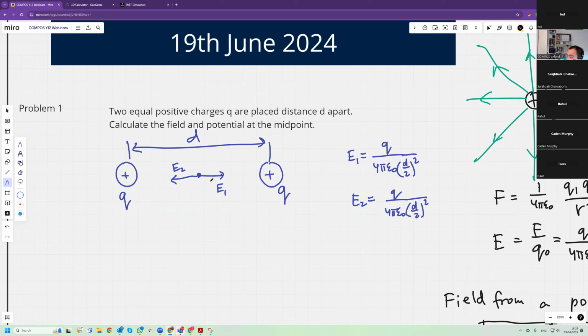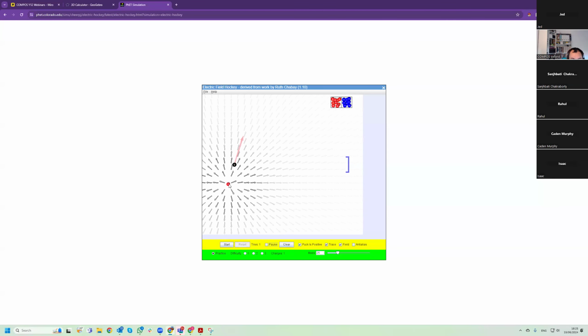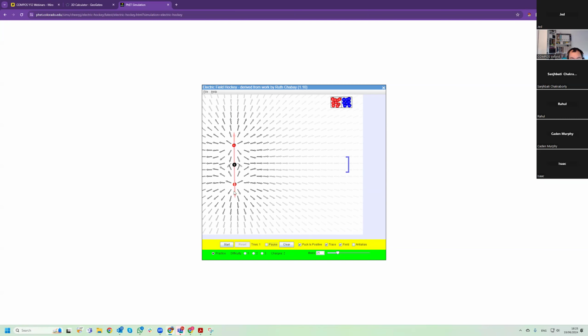But the fields are in opposite directions. And that means that the total field is 0. So the total field midway between 2 positive charges is 0. Let's have a look. Does it actually compute? Let's say we have a positive charge here and a positive charge here. And we can see that the total field is 0, because we have field this way, field this way. So it will not move up or down when I release. So it is in equilibrium.